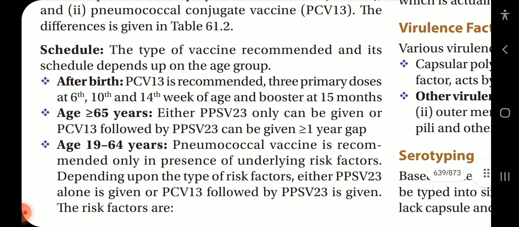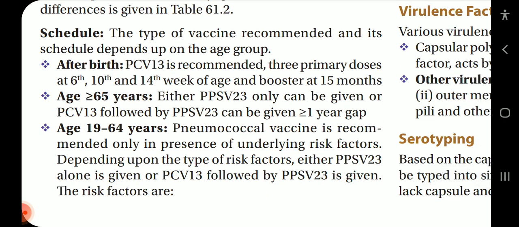Schedule: the type of vaccine recommended and its schedule depends on the age group. In children, PCV13 is recommended, 3 primary doses at 6, 10, and 14 weeks and a booster at 15 months. Age ≥65 years, either PPSV23 only can be given or PCV13 followed by PPSV23 after a gap of ≥1 year. Age 19 to 64 years, pneumococcal vaccine is recommended only in the presence of underlying risk factors.